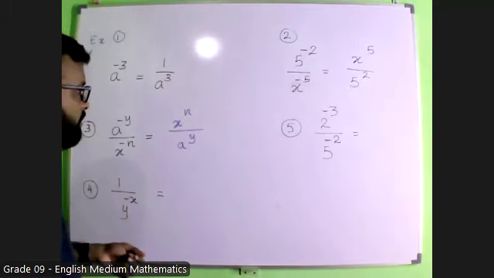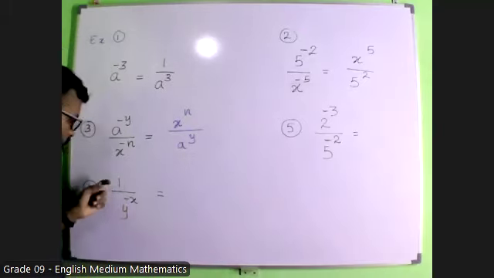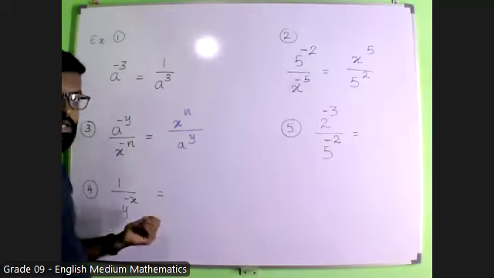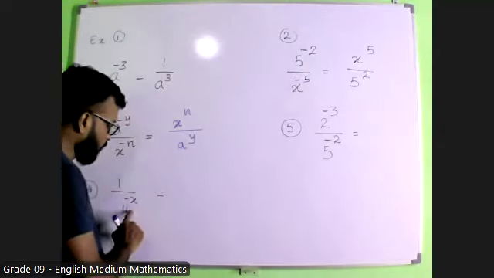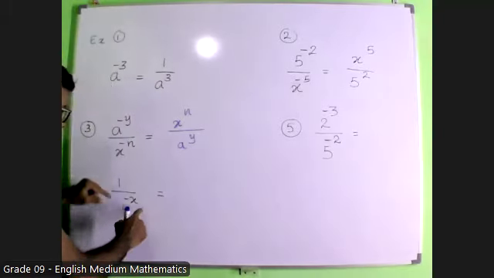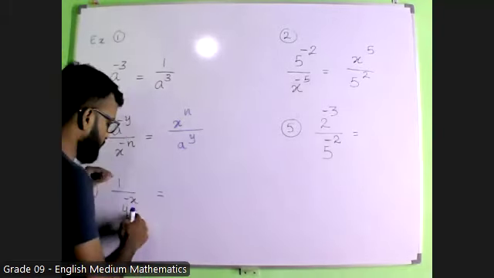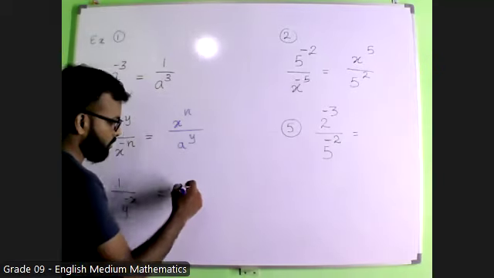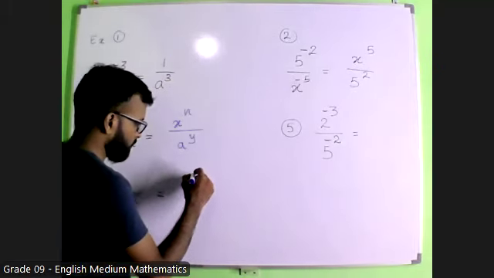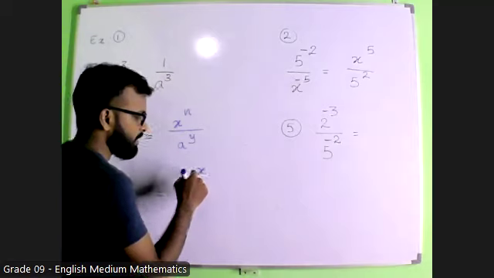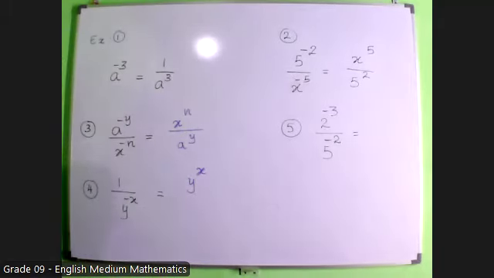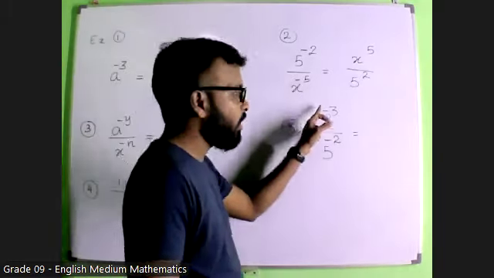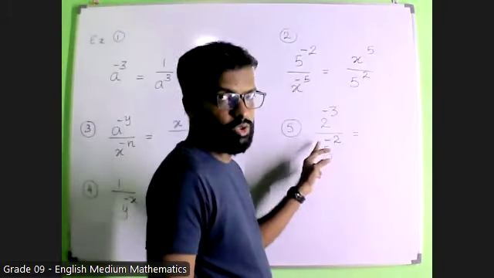I will do this one: 1 upon y to the power minus x. Get the reciprocal, so upside down it. So y to the power minus x becomes positive x. So this is the answer, right? Last one: 2 to the power minus 3, 5 to the power minus 2.